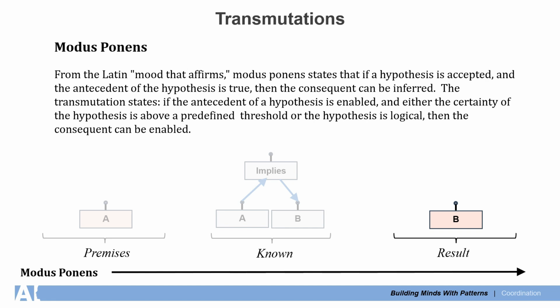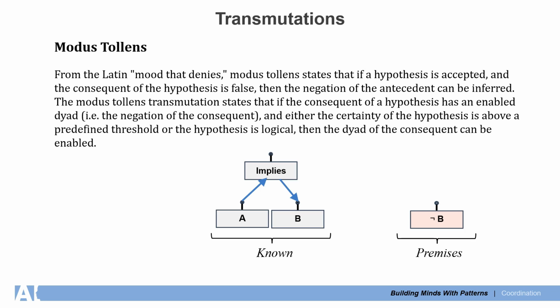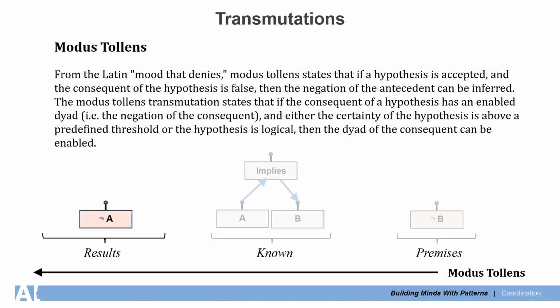This is modus ponens. From the Latin mood that denies, modus tollens states that if a hypothesis is accepted and the consequent of the hypothesis is false, then the negation of the antecedent can be inferred. The modus tollens transmutation states that if the consequent of a hypothesis has an enabled dyad, that is the negation of the consequent, and either the certainty of the hypothesis is above a predefined threshold or the hypothesis is logical, then the dyad of the antecedent can be enabled. So if the scheme not B is active and there's a known hypothesis, A implies B, we can activate the scheme not A.